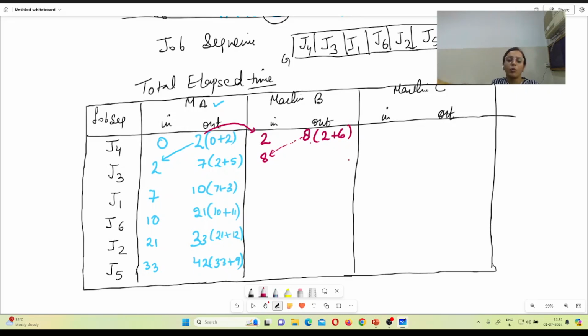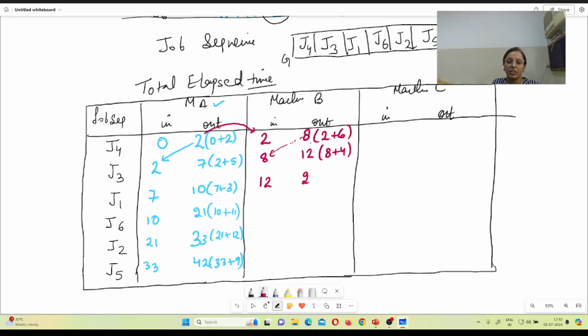Like 8. Now what is the processing time for J3 on machine 2, that is machine B? It is 4. So it will be 8 plus 4, that is 12. Write it over here. Now it is 12. Yes, you have to write it over here as 12. Now the processing time is 8.